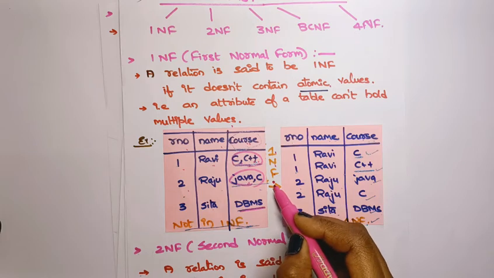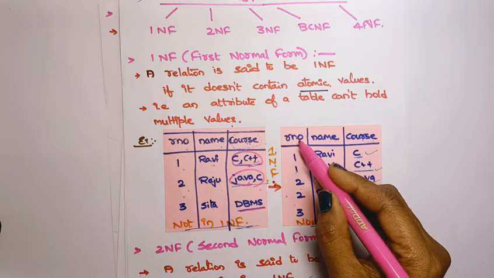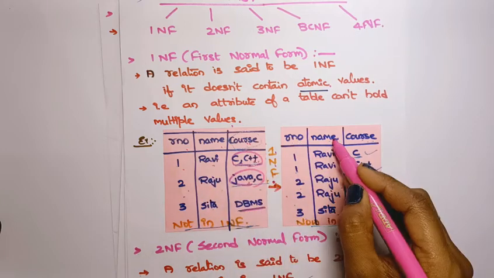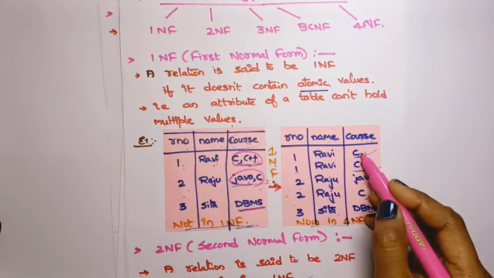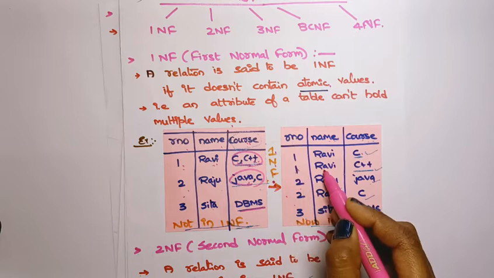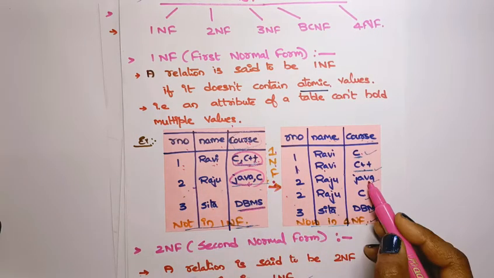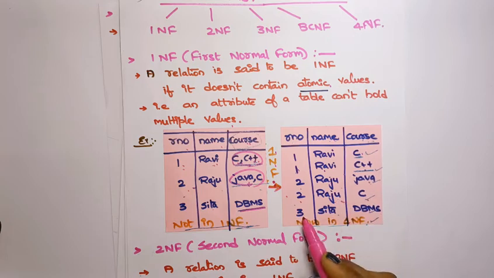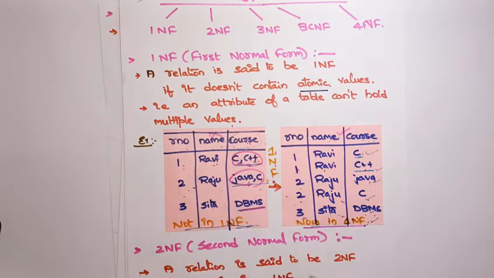Okay, first normal form. If you make this into a first normal form, you need to mention the same attributes: roll number, name, course. Roll number 1, Ravi joined for C, and also roll number 1, Ravi joined for C++. Roll number 2, Raju joined for Java and also C. 3, Sita joined for DBMS. Now this table is in 1NF. The earlier table is not in 1NF.